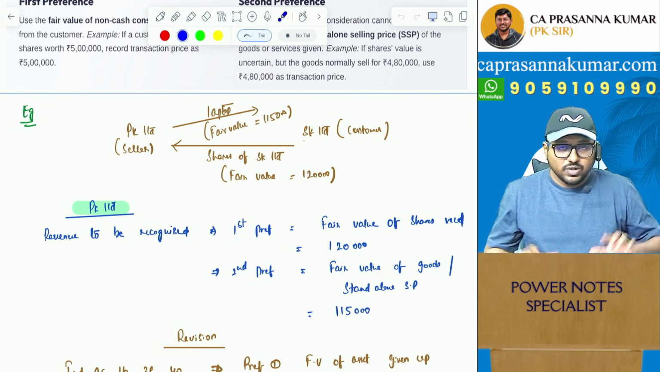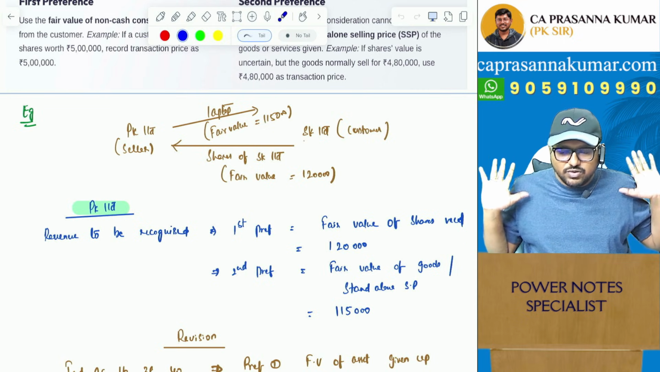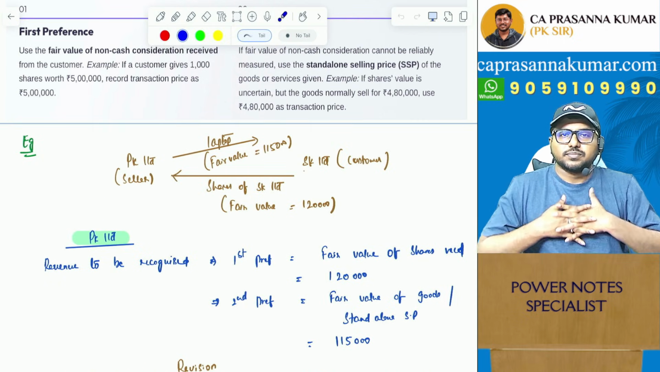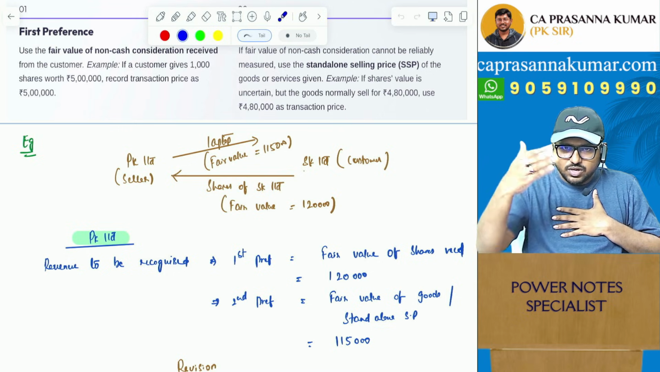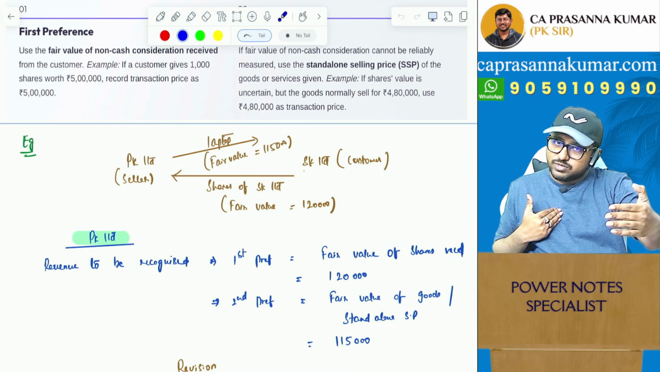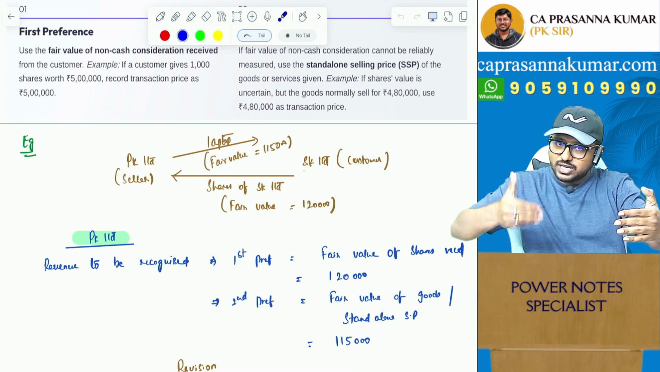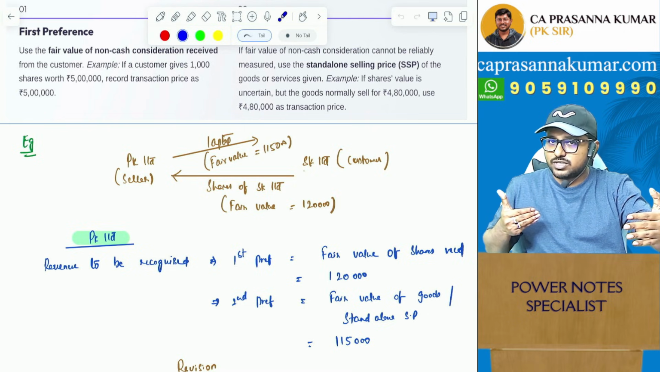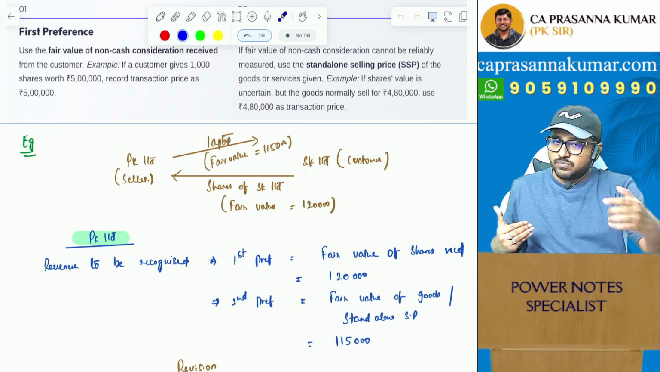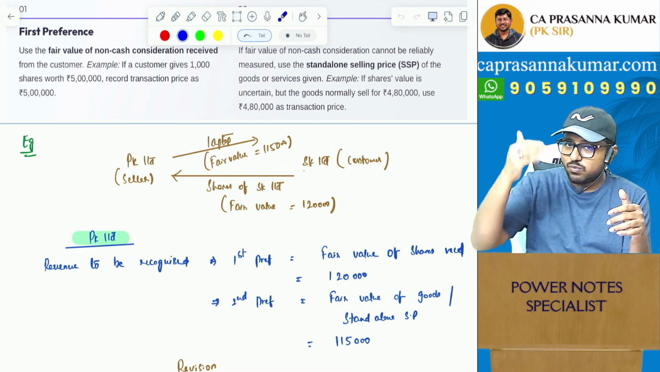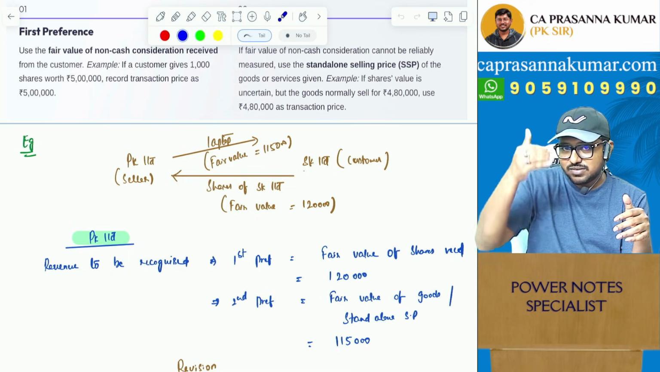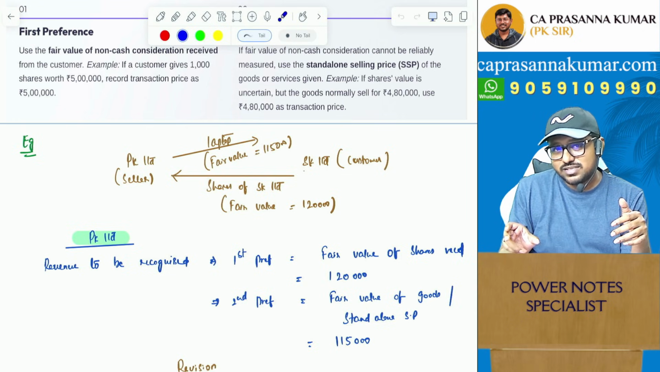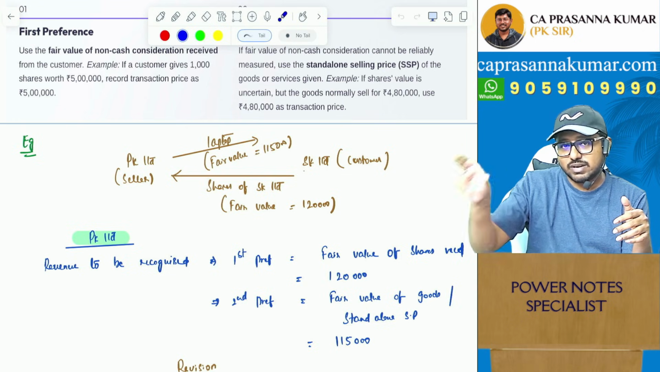Now here only students get confused. Now please try to understand. See what's happening. Take this example only. I am the entity. You are the customer. I am giving you laptop which is worth 1,15,000. You are giving me shares which is worth 1,20,000. Please try to understand. Here two things are involved. Always the first preference is see what the customer is giving. Try to find its fair value. Customer is giving shares. Fair value of the shares is how much? 1,20,000. That will be your transaction price.